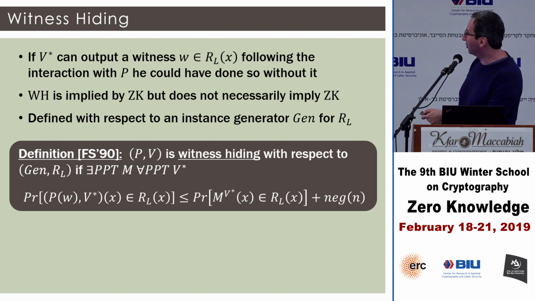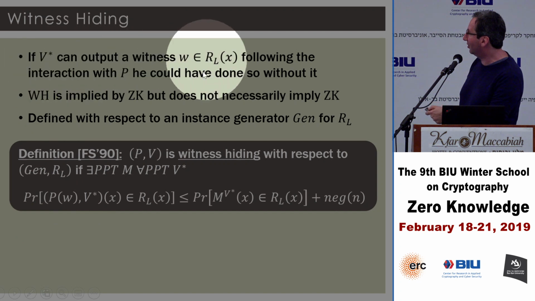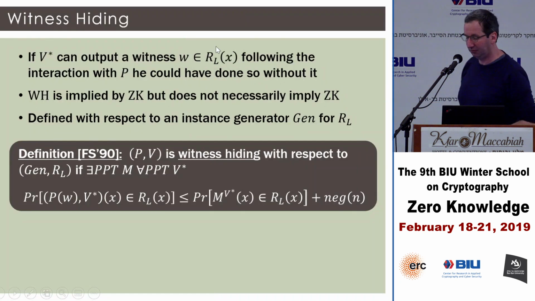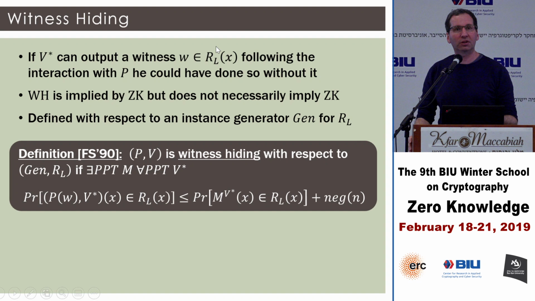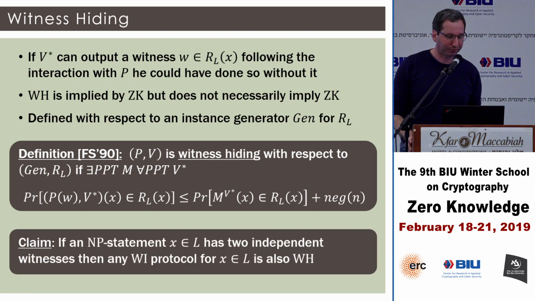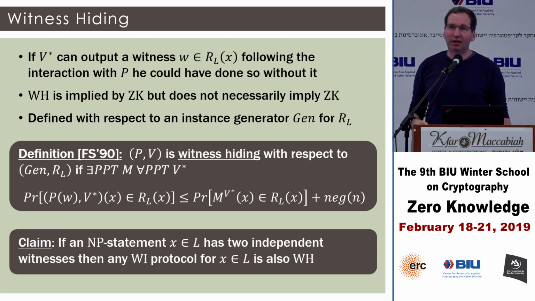We might as well just focus on the first sentences. That's just a formalization of what we said here. If you could extract a witness following the interaction, you could have done without it. And the claim by Feige-Shamir is that if an NP statement has two independent witnesses, then any witness indistinguishable protocol for X is also witness hiding. So witness indistinguishability implies witness hiding if you have more than one witness.